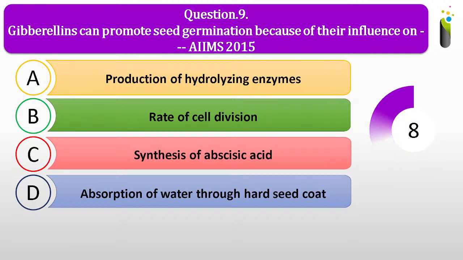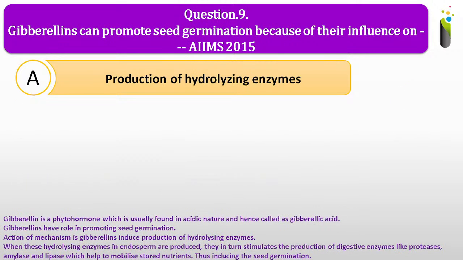You know, it's something related with breaking the dormancy of the seeds. And the correct answer for this question is A. Production of hydrolyzing enzymes. Friends, gibberellin is a phytohormone, right? And it is acidic in nature and hence it's called gibberellic acid. Now, it has a role in promoting seed germination.